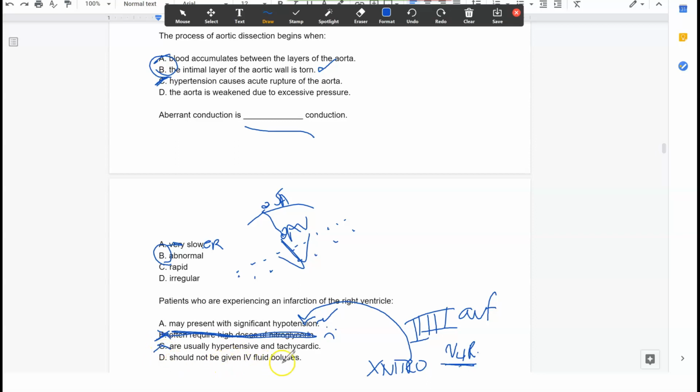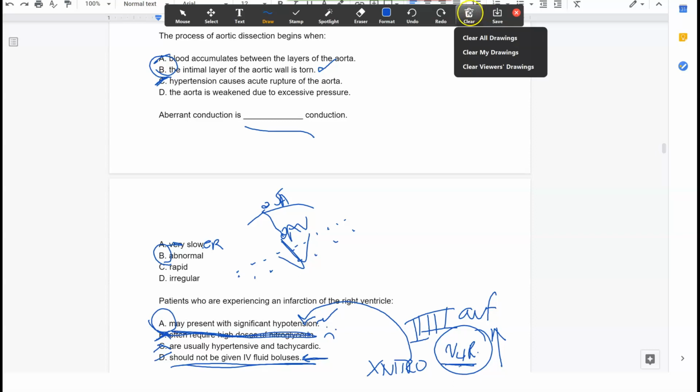Should not be given IV fluid boluses. They should. We just saw that a couple questions before, right? They have a patient with a V4R elevation. This is what you're going to do for them. You're going to give them this IV fluid bolus. So your best answer is significant hypotension.